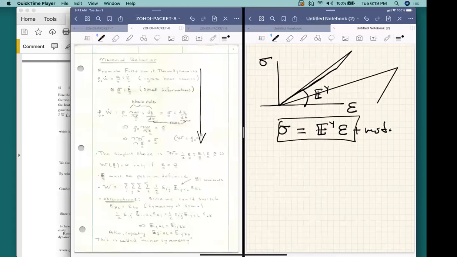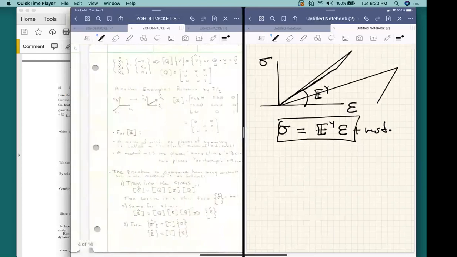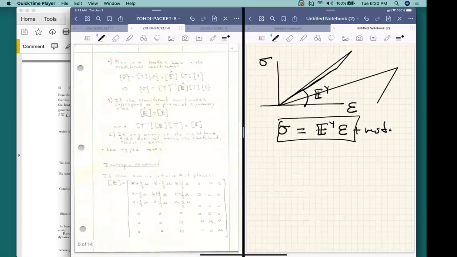So packet number 8 goes crazy on that. It basically derives Hooke's law in multi-dimensions. So I ask you to please read that for next time in class. It then goes through the whole basic ideas of elastic symmetry, how materials that are anisotropic behave, but are still Hooke's law. So Hooke's law in its very general sense has many different possible material constants.